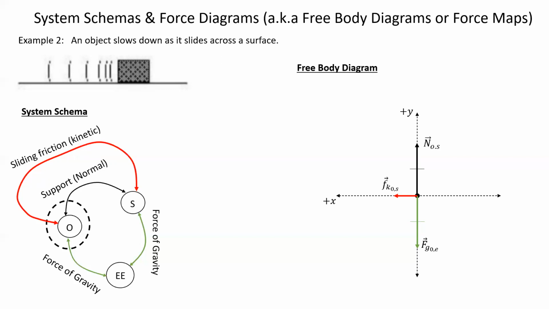So notice the Filo-Dilo notation. This is the kinetic friction force on the object from the surface. This is an unbalanced situation. This is not an equilibrium. The net force is not 0. In this case, the net force is the kinetic friction force.